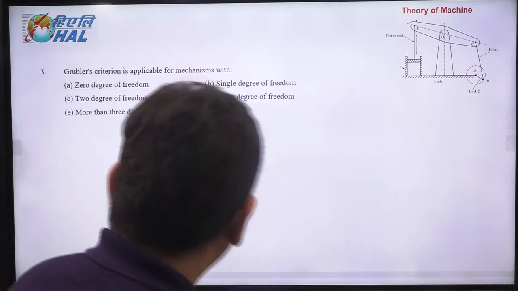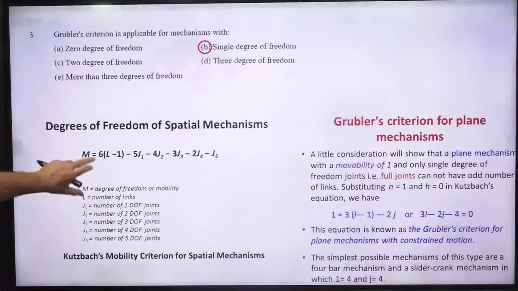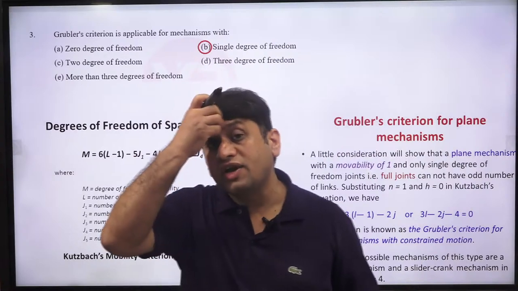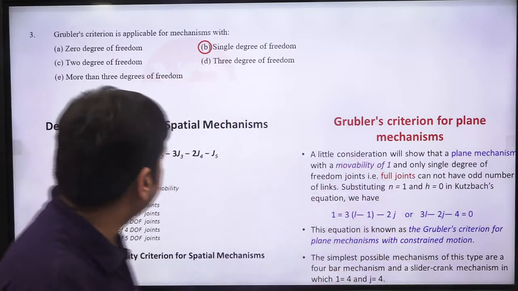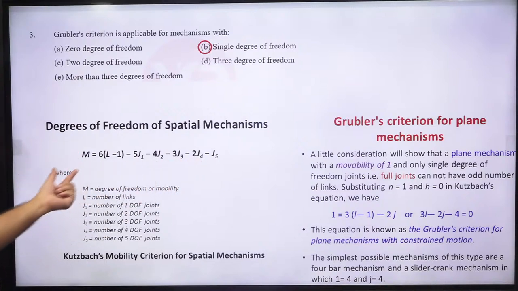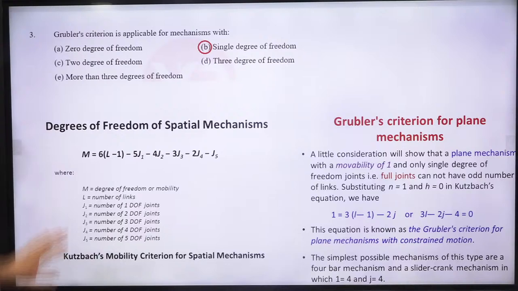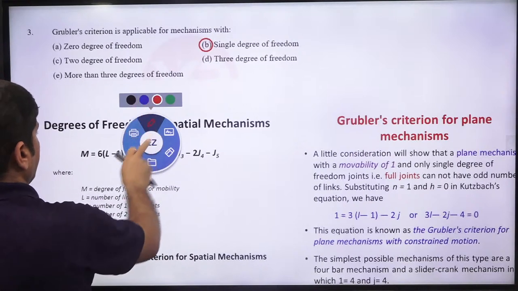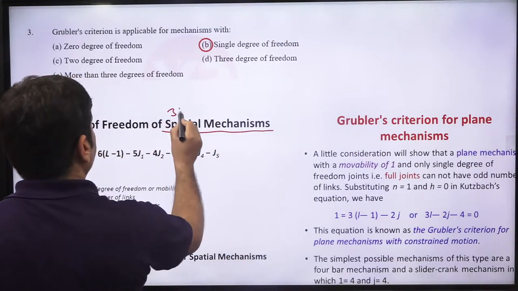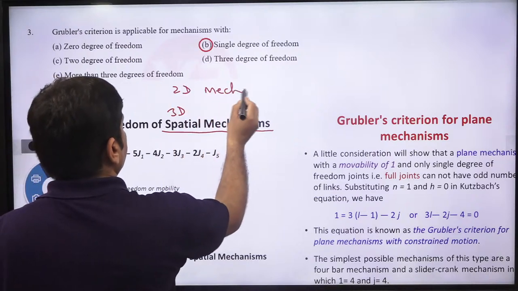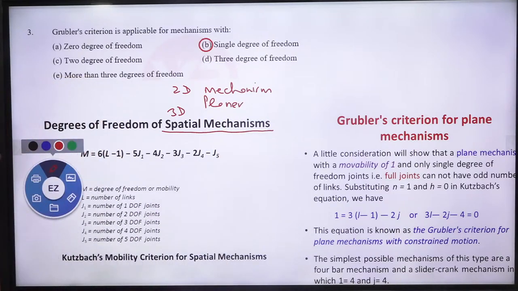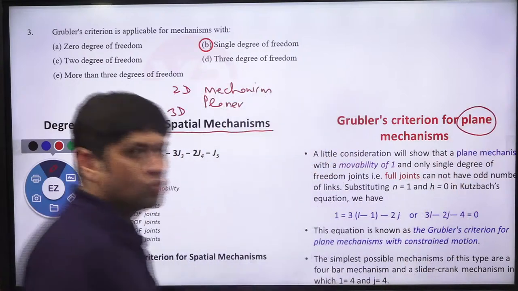Okay, so let me give you the degrees of freedom in a spatial mechanism. Dekho, mechanisms are of two types. One is called a planar mechanism, a two dimensional mechanism, but then there is a three dimensional mechanism also. For a mechanism in three dimensions, degrees of freedom can be calculated by this general formula. Do tara ka mechanism aap logon ke paas hota hai, ek spatial mechanism and then planar mechanism. Spatial mechanism is 3D mechanism, and 2D mechanism is basically planar mechanism. Grubler criteria is for planar mechanism, two dimensional mechanism.